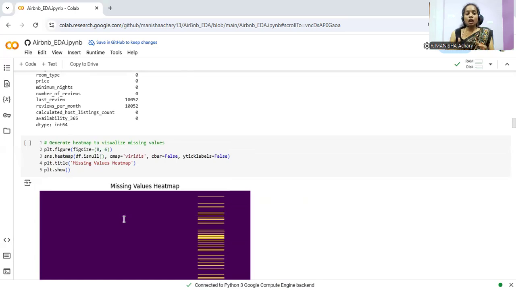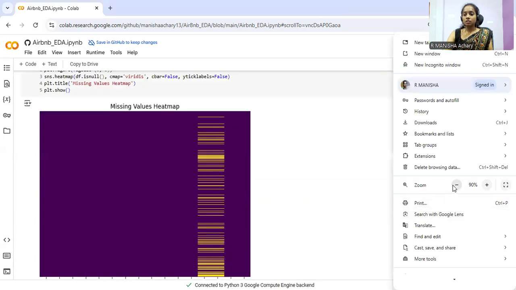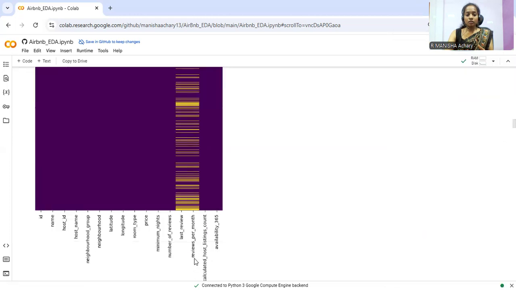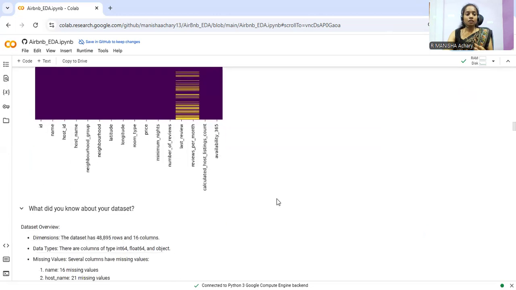To visualize these missing values, I have used a heat map, for which I used the Seaborn library. From this heat map, we can clearly observe that the last review and reviews per month columns have the most missing values.